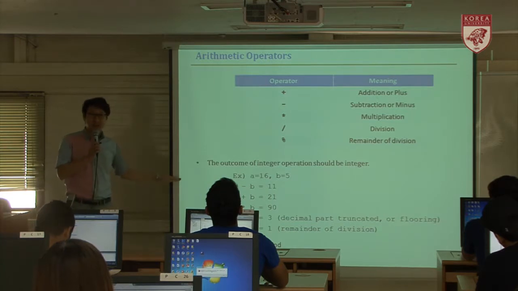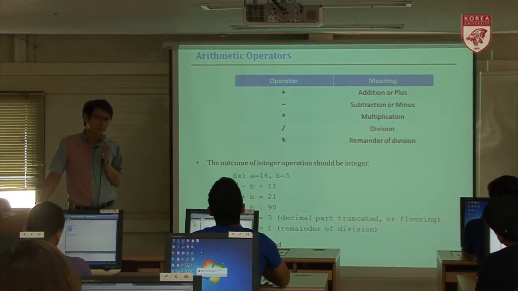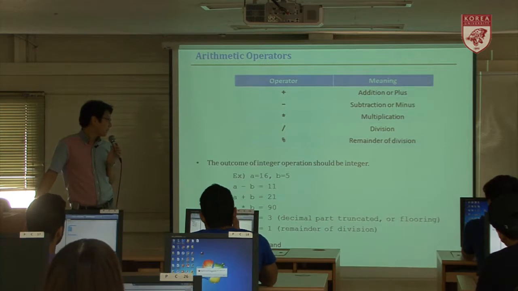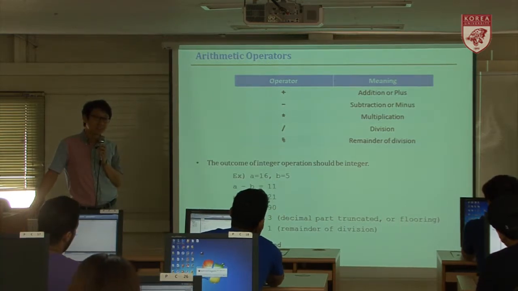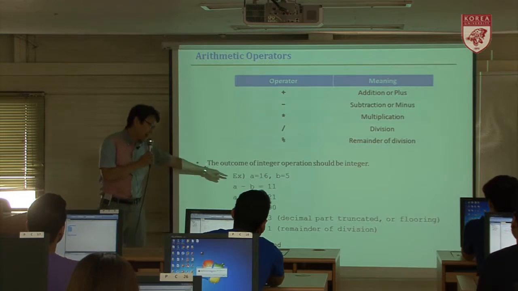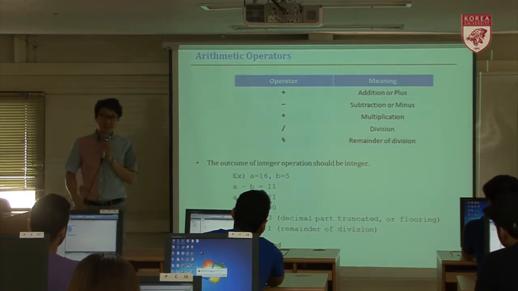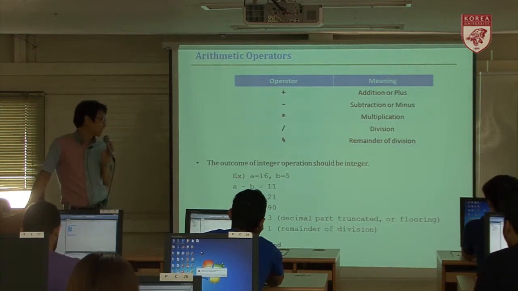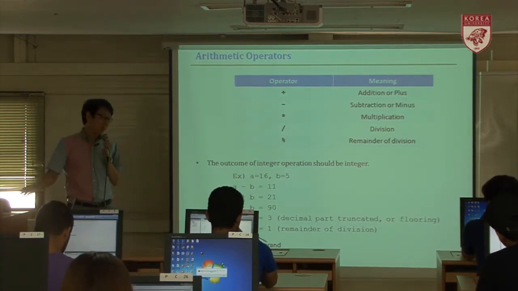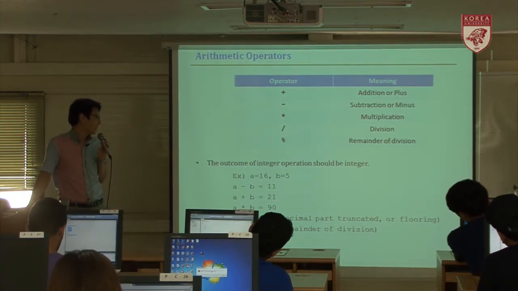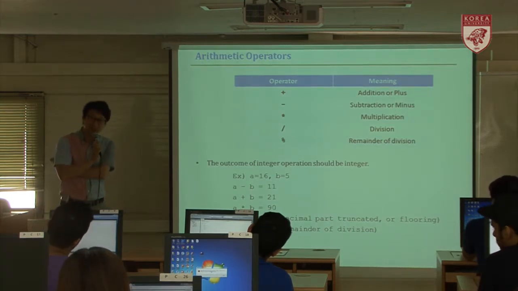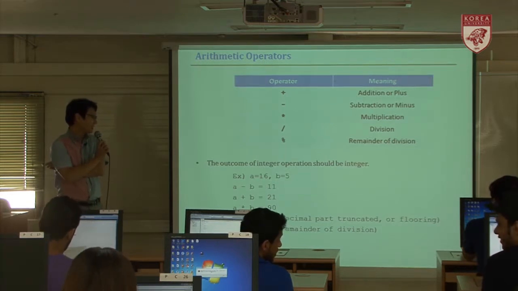So this is an example. This class is for elementary students. Let's do it: A is 16 and B is 5. A minus B is 11. You are college students, but you don't know how to subtract two numbers? The minus sign in C is intuitive; you already know it. And A plus B is 21, right?